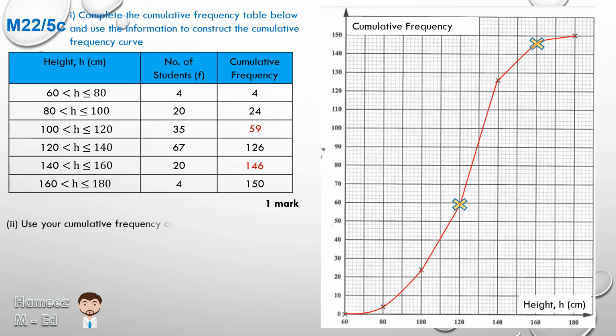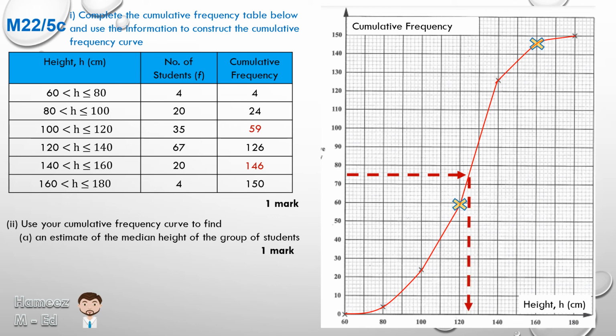So part 2, use your cumulative frequency curve to find part A, an estimate of the median height of the group of students. If we want to find the median in a cumulative frequency curve, let's look at the y-axis, and what's our maximum value? 150. So the middle of that is 75. If we go to 75 and draw a line going across from the y-axis at 75 to the right, we have it in red, and where it intercepts the curve, we come downwards, and that value there, which is 124 cm, will be an estimate of the median height of the group of students.